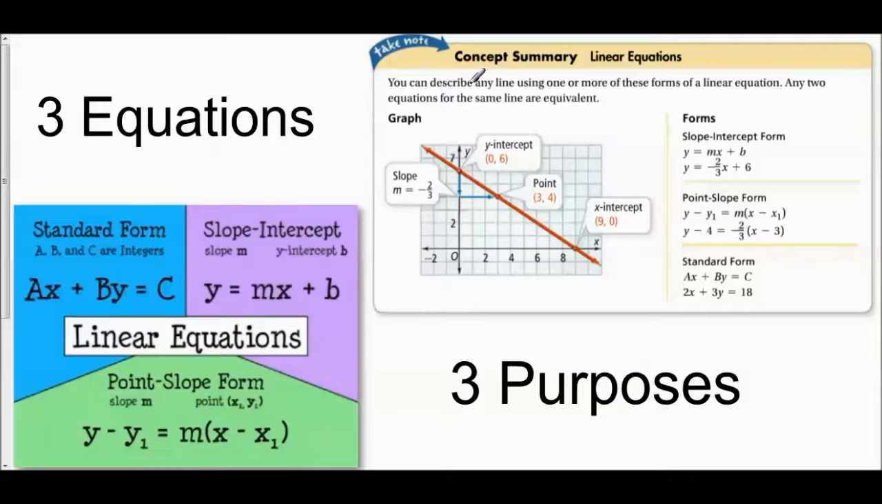To sum all this up, you can describe any line using one or more of these forms of a linear equation. So y equals negative 2/3 x plus 6, that describes this line. So does y minus 4 equals negative 2/3 times x minus 3. So does 2x plus 3y equals 18. All three of those equations are describing the same line. Those are equivalent equations. Any two equations for the same line are equivalent. So pretty nifty there. 3 different ways to show one line.